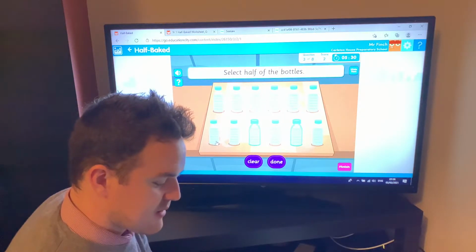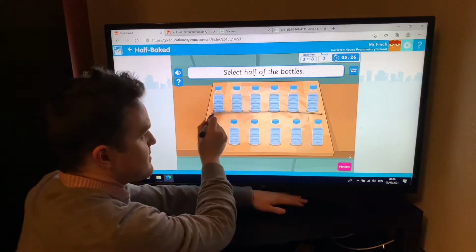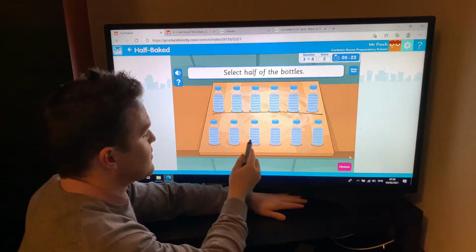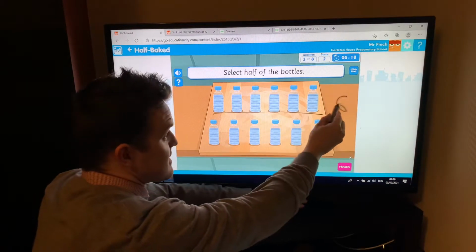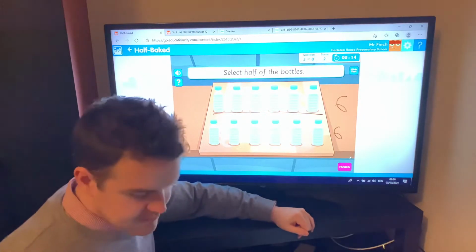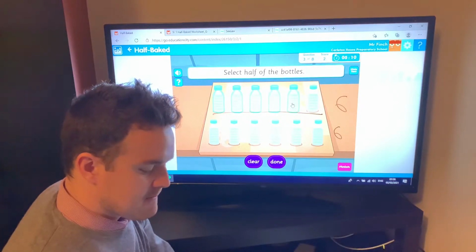Or remember your other way. The other way some people like to do it is split them and always double check that they actually do have the same amount. 1, 2, 3, 4, 5, 6. 1, 2, 3, 4, 5, 6. Double 6 is 12, or half of 12 is 6. So that's our answer. Let's do our answer, and then we'll do one more.